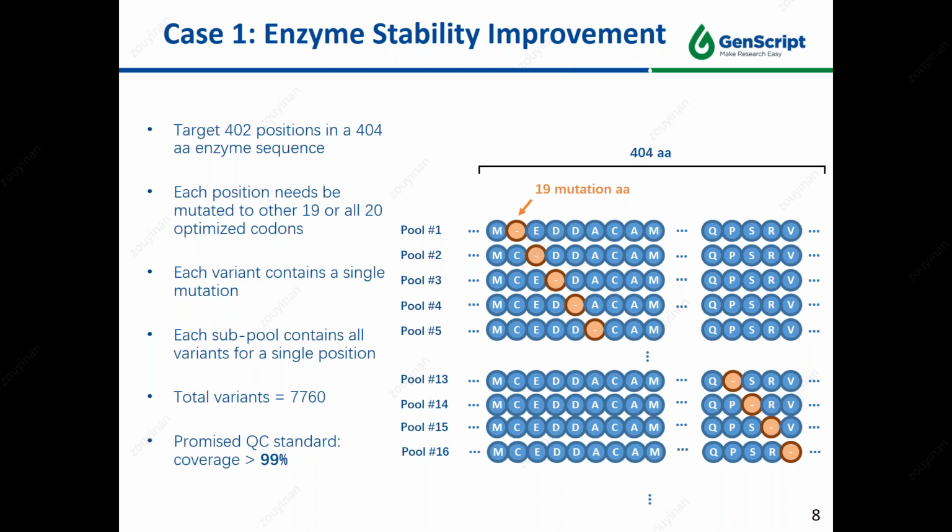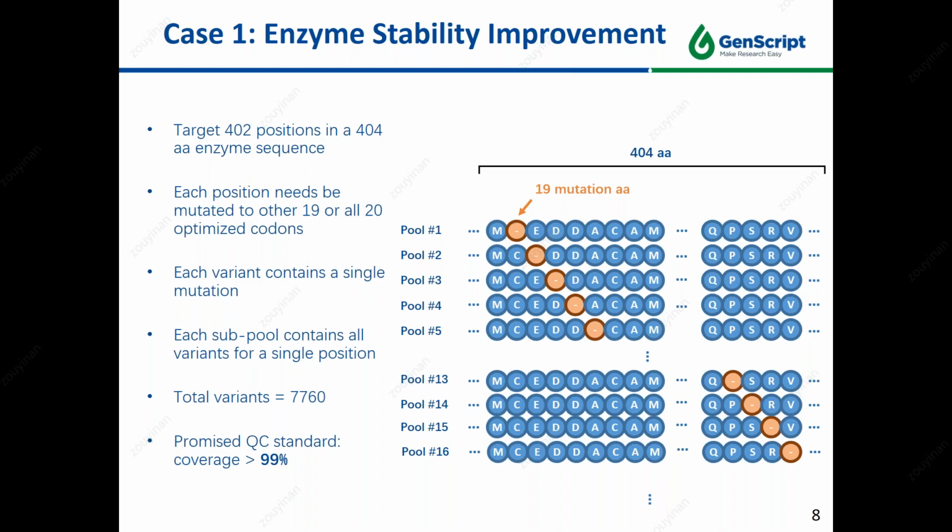So the customer wanted to test out all possibilities by having each position mutated to the other 19 codon optimized amino acids, or in some cases, 20 optimized codons if the wild type is not optimized for E. coli expression. GenScript would deliver subpools containing all variants at each single position. Thus, the size of the library would be 7,760. And we guarantee a coverage rate over 99% as the QC standard for this request.